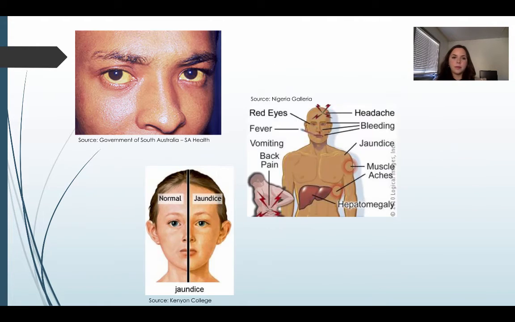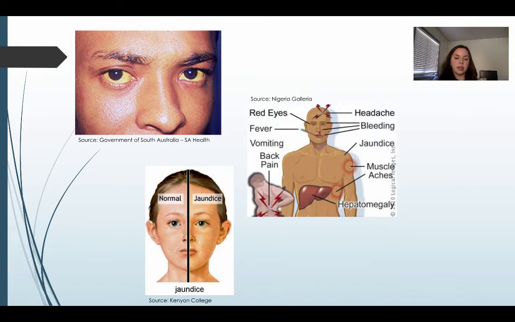So these photos show some of the signs and symptoms of the disease. On the top left, we have an image of a man who has jaundice, as you can see by the yellowing of the whites of his eyes. And on the bottom, we have a photo that kind of shows the difference between the skin tone of someone who has jaundice as opposed to a normal skin tone. And on the right, we have more general signs and symptoms of yellow fever. So the headache, the red eyes, the fever. The external bleeding occurs primarily through the eyes, nose, and mouth, as shown here.